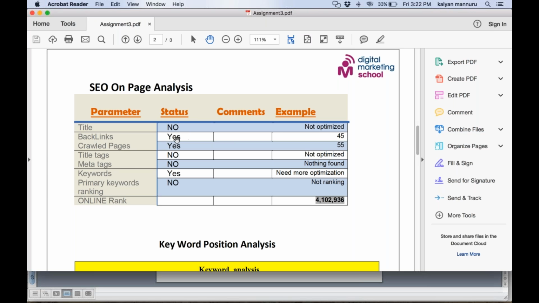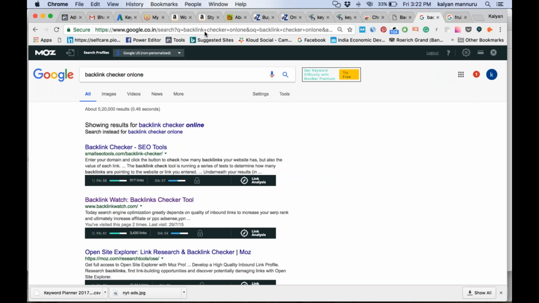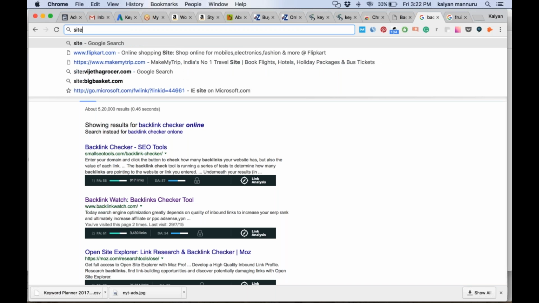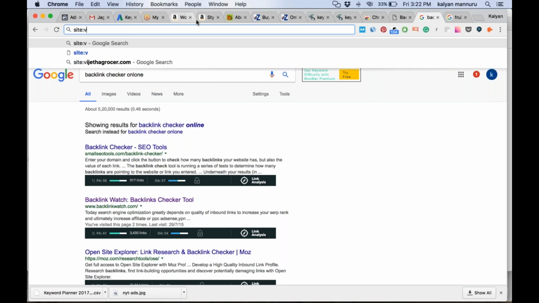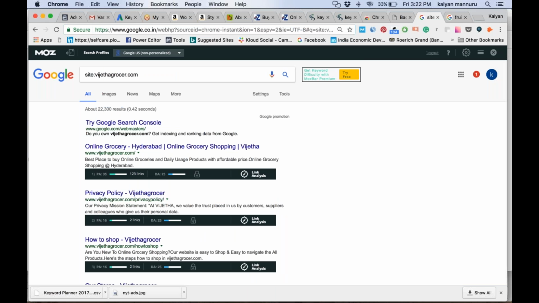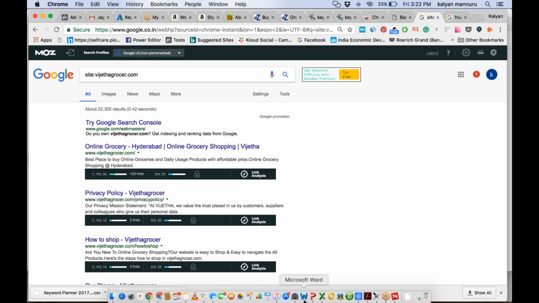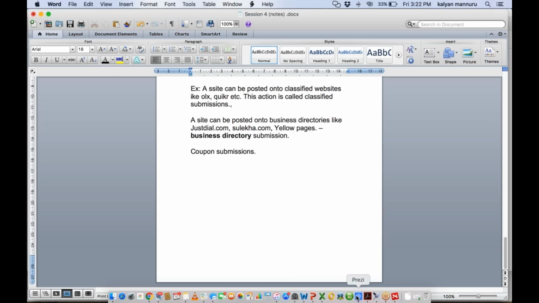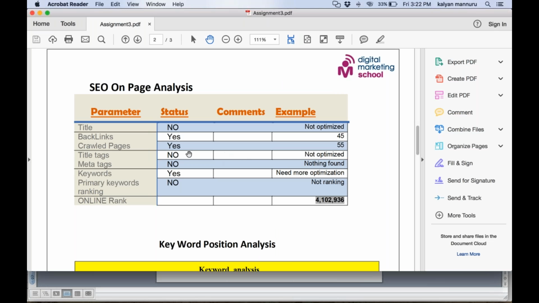Check if the backlinks are present or not. Check if the crawled pages are there, which is nothing but site colon website.com. These are crawled pages. All these pages are crawled. That is why they are there here. Okay. So you need to take a note whether the pages are crawled or not. If yes, then how many number of pages? If yes, backlinks, then how many number of backlinks? We know how to check backlinks.